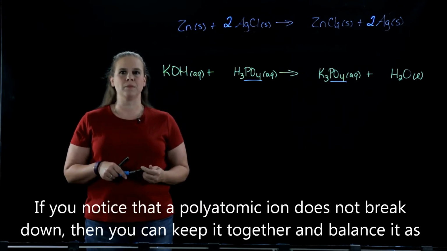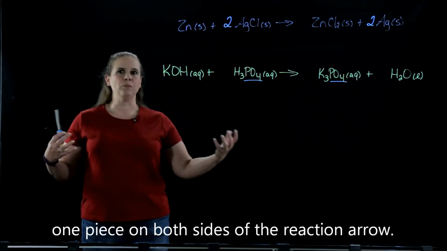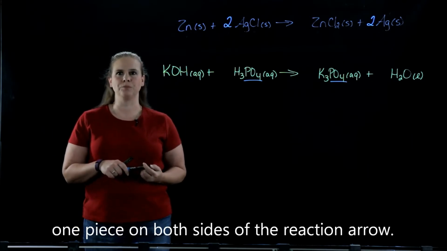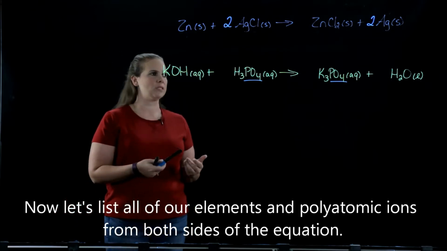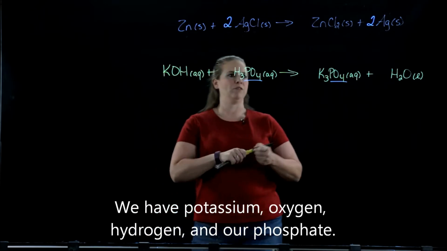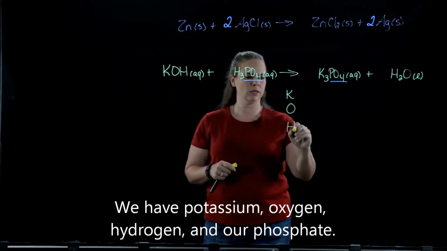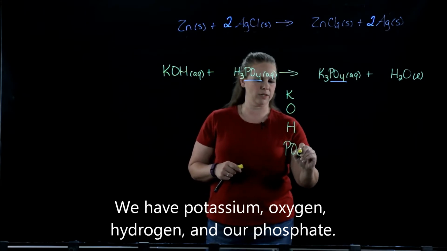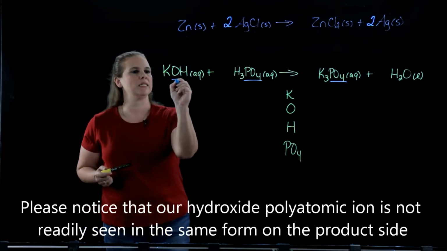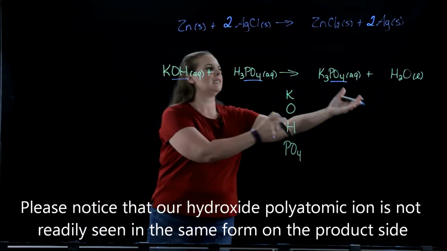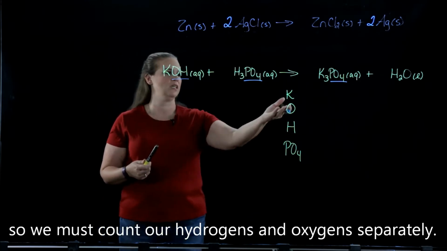If you notice that a polyatomic ion does not break down, then you can keep it together and balance it as one piece on both sides of the reaction arrow. Now let's list all of our elements and polyatomic ions from both sides of the equation. We have potassium, oxygen, hydrogen, and our phosphate. Please notice that our hydroxide polyatomic ion is not readily seen in the same form on the product side, so we must count our hydrogens and oxygens separately.